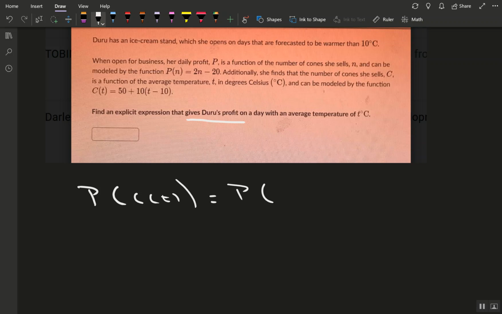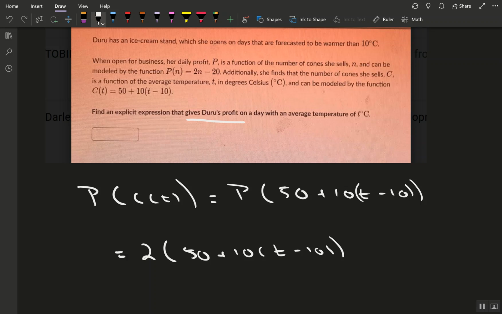So P of C of T, which is 50 plus 10T minus 10. Okay, with parentheses here, watch those parentheses. And then, of course, we have to P it: 2 times open parentheses, because that's where the N is. Put in the 50 plus 10, T minus 10, and then what do we have to do to it? We have to subtract 20. So we have this hot mess to clean up.